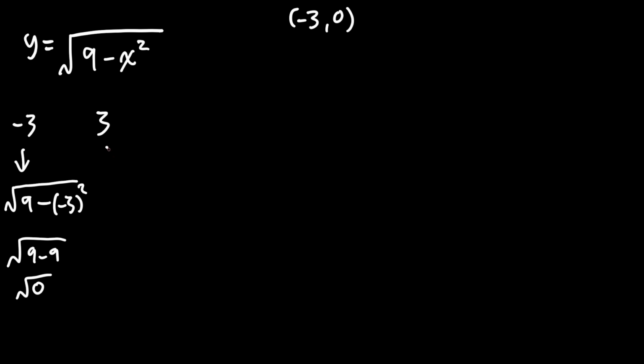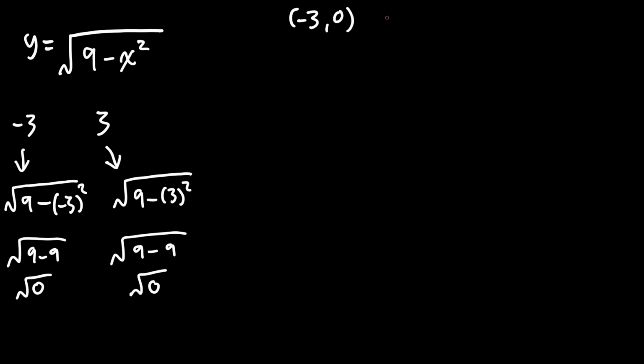And the same thing is true for 3. So you would do square root, and then if you plugged in a 3, you'll get 3 squared is 9. So this will turn into 9 minus 9. And this will also give you square root of 0. So another point that's on this is the point 3 comma 0.